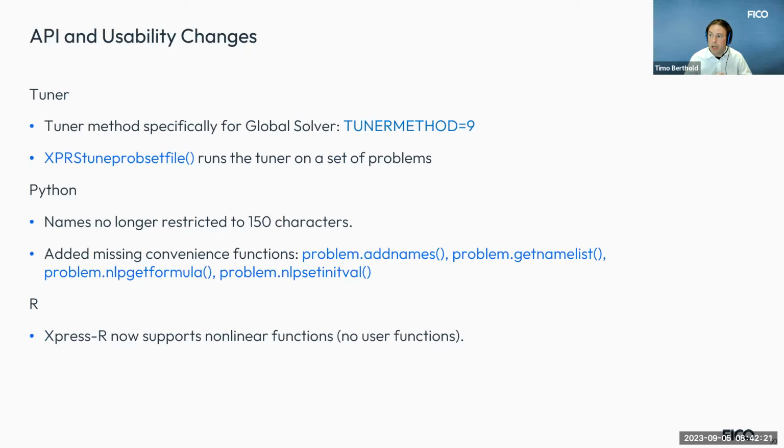There are some other API and usability changes and improvements. So the tuner now got a method specifically for the global solver where you can tune performance on nonlinear problems. Also, our possibility to tune whole sets of problems is now available via the API. There are some improvements in Python with some new convenience functions, and our R interface now supports nonlinear functions.